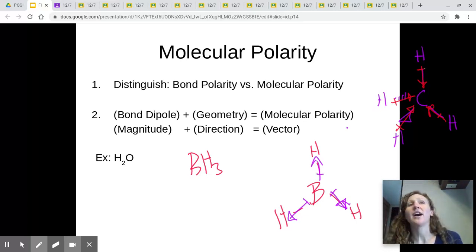If you have a VSEPR shape where you have all bonds, no lone pairs, and all the bonds are the same, the bonds are going to cancel out. The bond dipoles are going to cancel out, and you will get a nonpolar molecule. So that goes for every single shape, whether it's easily seen or not. That's going to be true. So keep that thought in your back pocket.